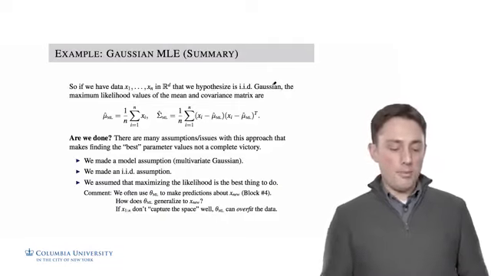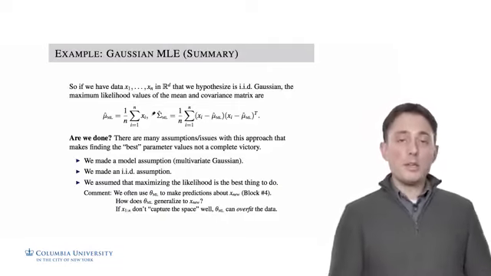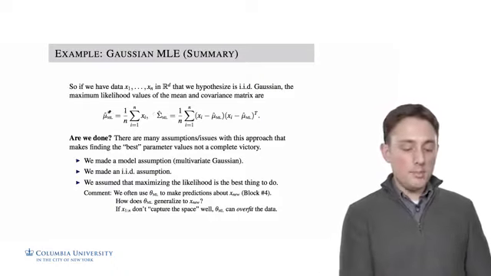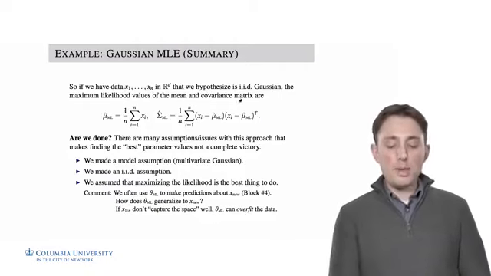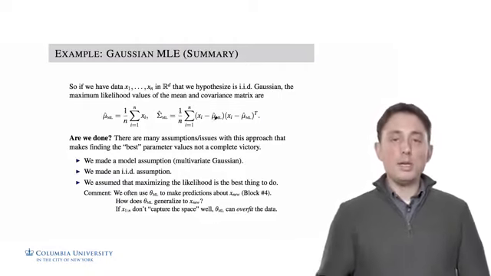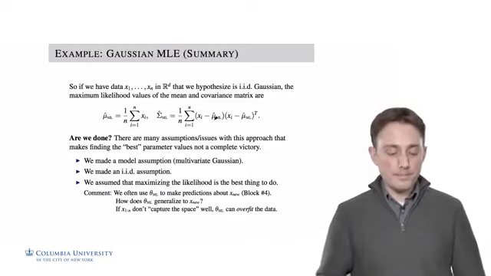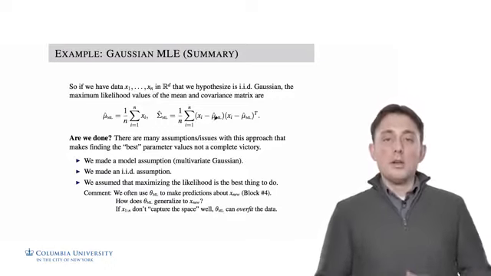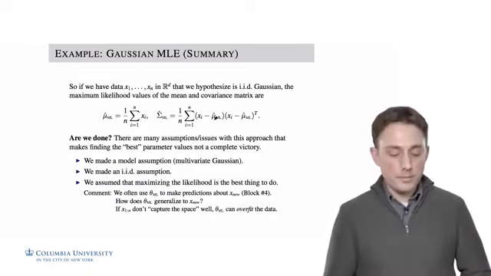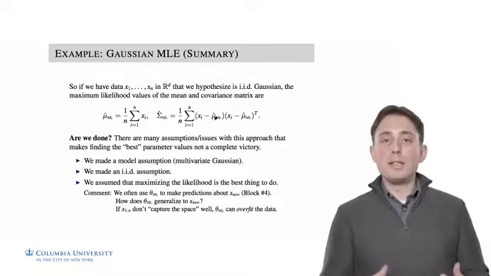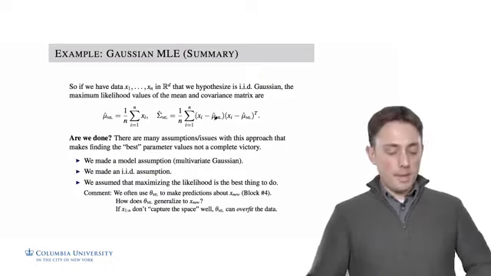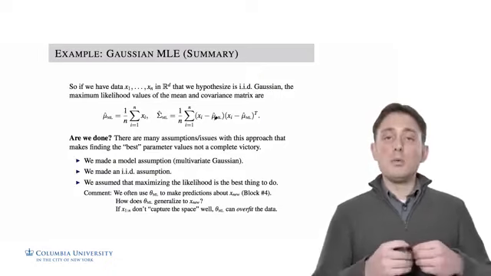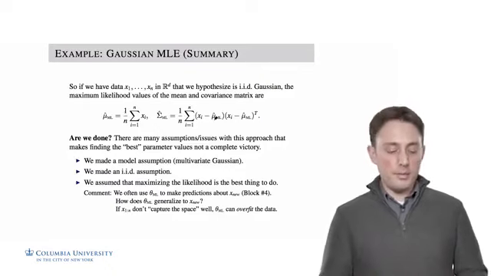And when we followed through on that process, we found that the maximum likelihood solution for the Gaussian was to set the mean equal to the empirical average of the data, and to set the covariance equal to the empirical covariance of the data, where we subtract off the maximum likelihood mean. So we've solved the problem, and now the question is, are we done? So obviously we're not done. There are many assumptions and issues with this approach that make finding the quote-unquote best parameters not a complete victory.